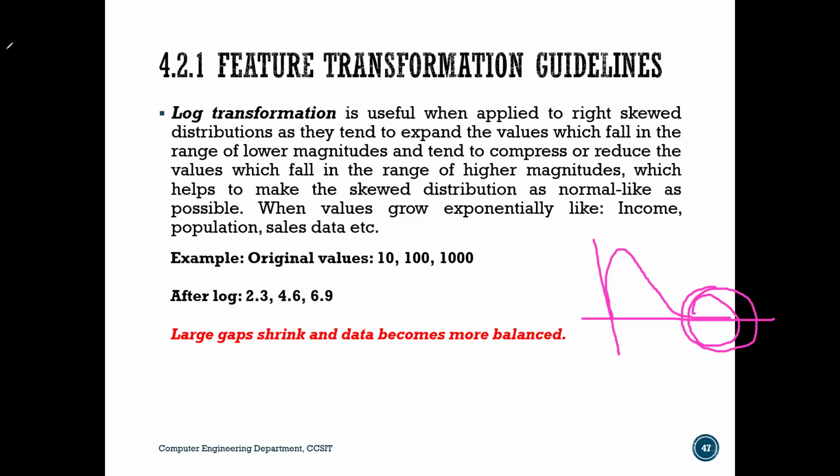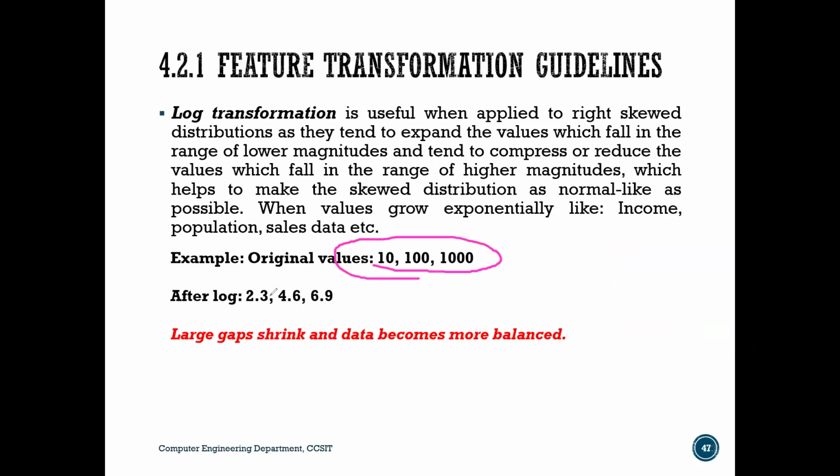What does the log transformation technique do? Suppose I have this data set 10, 100, 1000, and now using log, you get the values 2.3, 4.6, 6.9. Look, before the range was wide, can you see? But after this it shrinks and the data becomes more balanced. So this is the use of feature transformation. There are several techniques we need to use here.